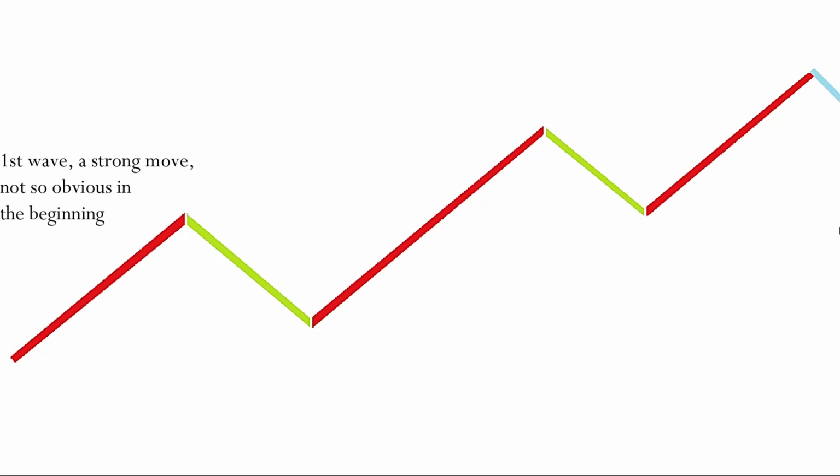Wave number 2 is the first pullback from the first wave in the opposite direction. These waves are smaller in duration. People who were the original buyers decide to book some profits at that level. This causes the prices to take a small retreat.